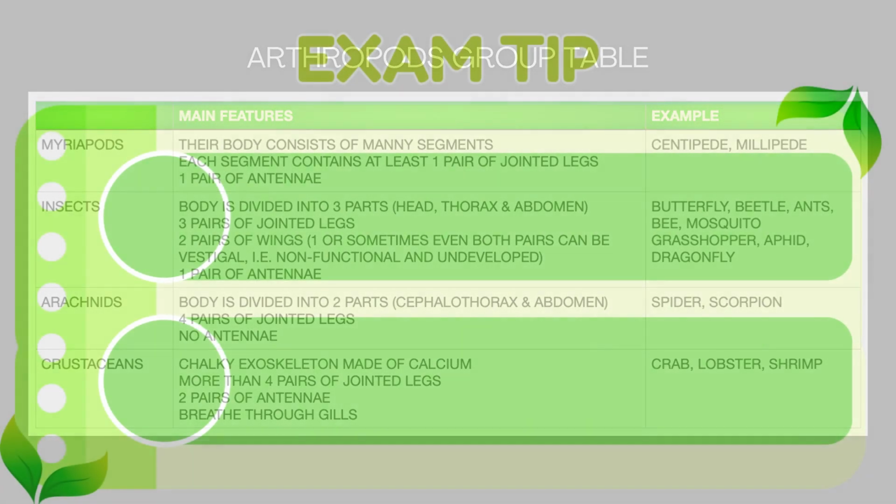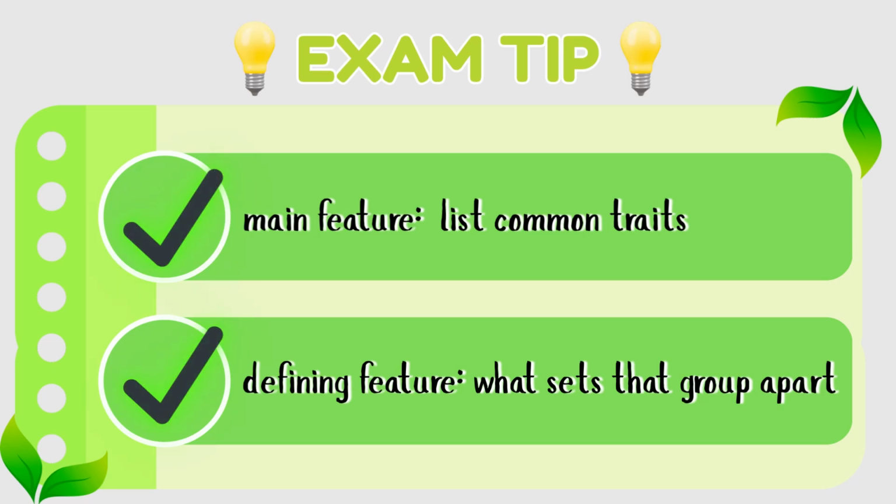Okay, time for an exam tip. Know the difference between main features and defining features. Main features are the shared traits in a group, for example, all vertebrates have a backbone. Defining features are what make a group unique, for instance, mammals have fur, which other vertebrates don't. Or crustaceans have 2 pairs of antennae, unlike other arthropods. So if the exam asks you for a main feature, you list common traits. If it asks for a defining feature, focus on what sets that group apart.